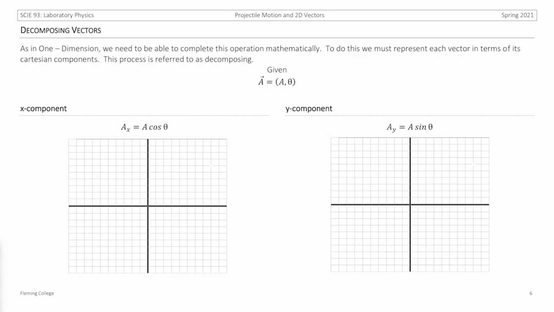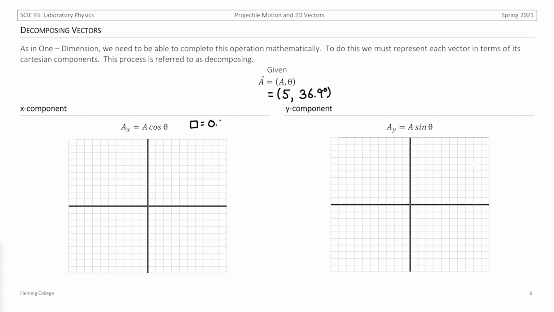So to work through adding vectors, we have to do them mathematically. So anytime we're given a vector in polar coordinates, we need to complete a process called decomposing the vector. This is breaking it down into its perpendicular coordinates. So we are going to need to add vectors in Cartesian components.